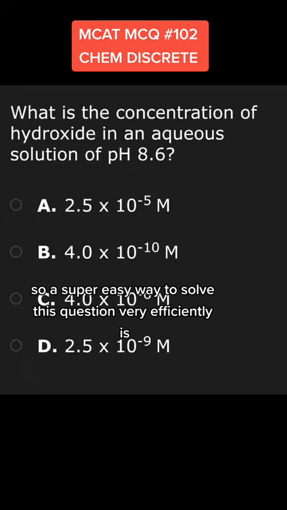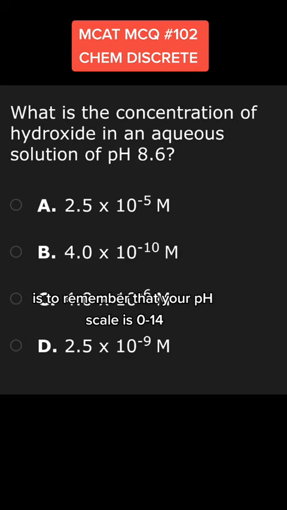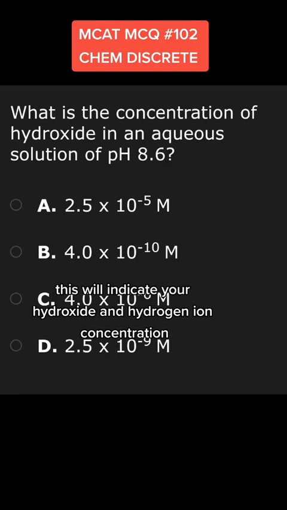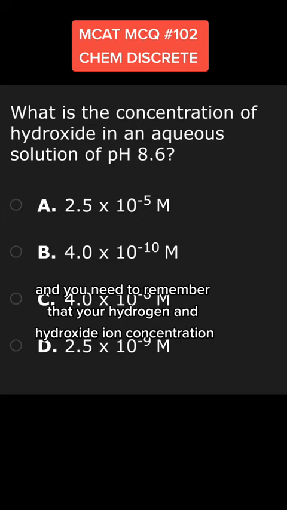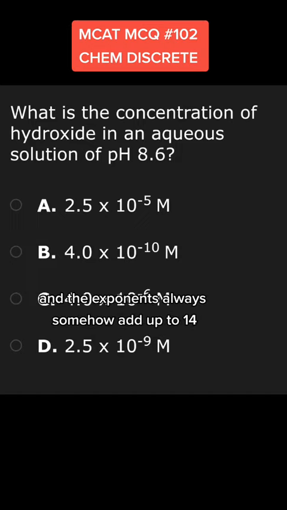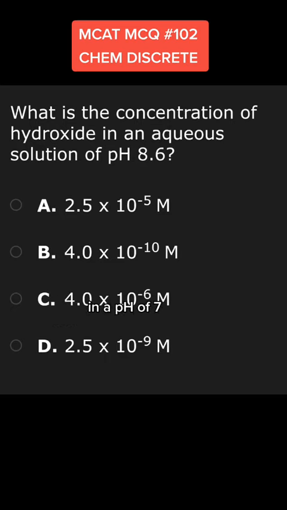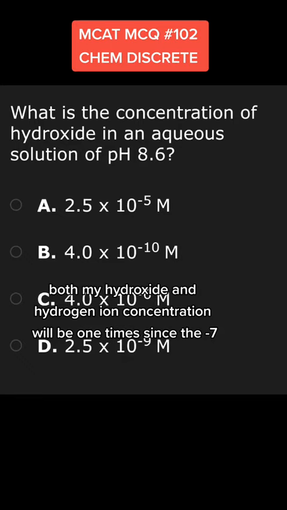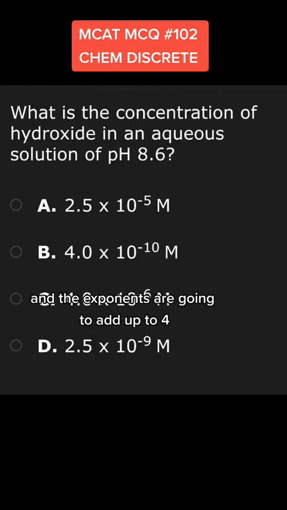So a super easy way to solve this question very efficiently is to remember that your pH scale is from 0 to 14. And depending on the number that you get, this will indicate your hydroxide and hydrogen ion concentration. And you need to remember that your hydrogen and hydroxide ion concentration are always in balance, and the exponents always somehow add up to 14. So for example, in a pH of 7, both my hydroxide and hydrogen ion concentration will be 1 times 10 to the negative 7, and the exponents are going to add up to 14.